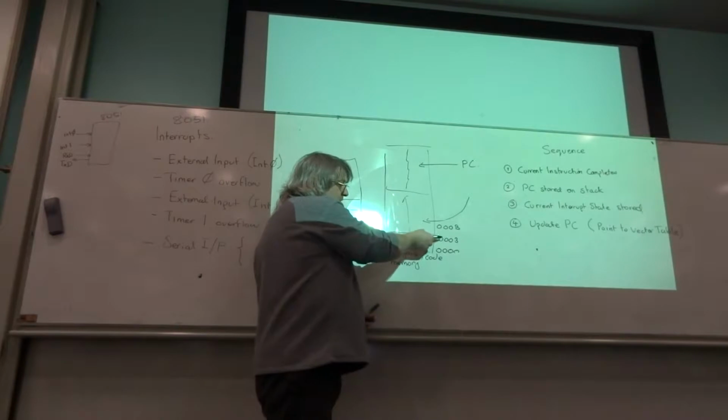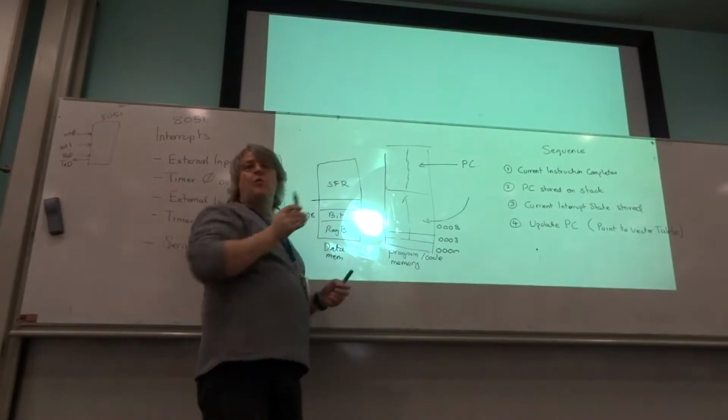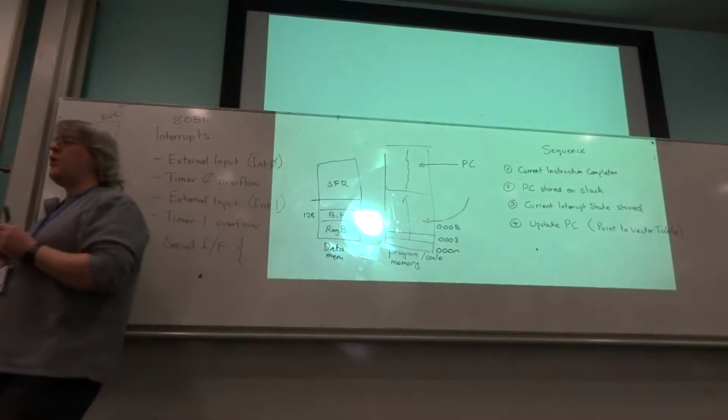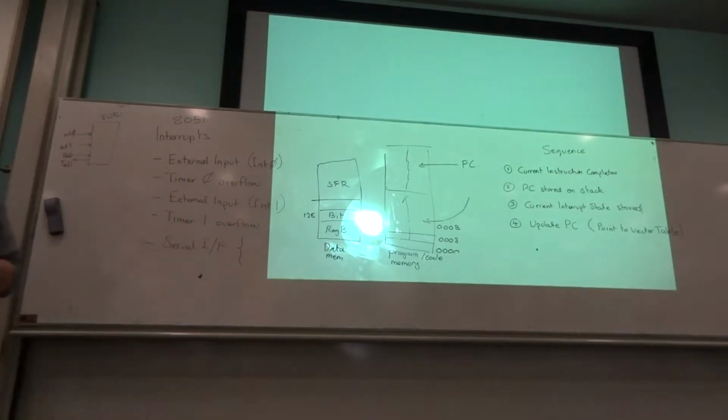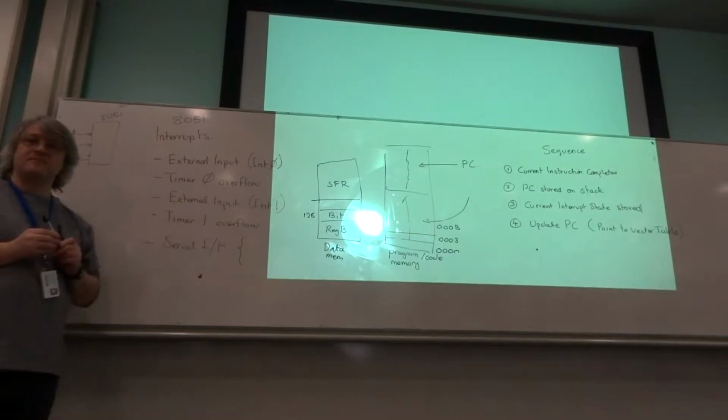And that could be one of these special numbers, like 0003, 000B. It depends on what the type of interrupt is, what that number is. But it will always be the same number for that particular type of interrupt.